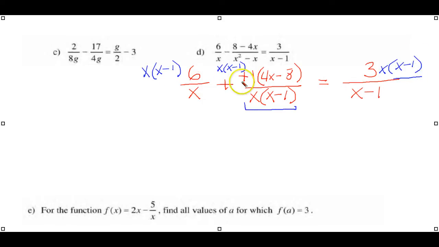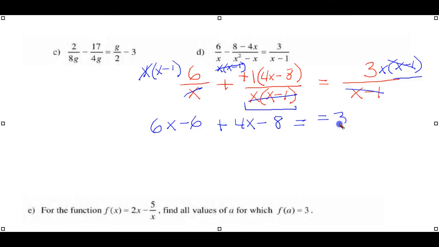Okay, so now we have to do the actual canceling out. Here the x will cancel here, and this gives me 6x minus 6. Now nicely, all of this cancels out, and I end up with 4x minus 8 equals, again, this cancels out with a 3x.